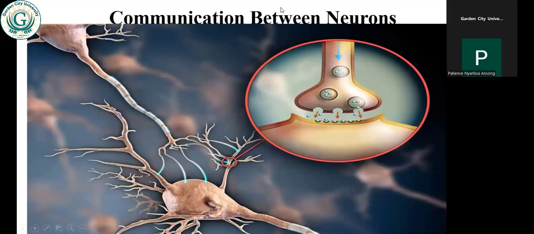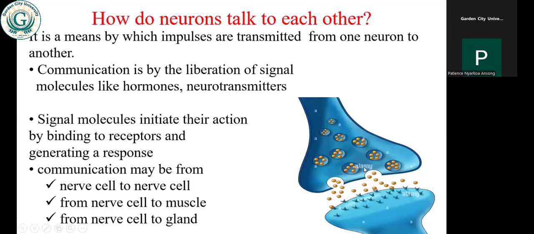Communication between neurons. Now, we have transmitted a signal from the dendrites to the cell body along the axon terminal. Now we are at the axon terminal. How does the signal cross from this axon terminal to another neuron? So how do neurons communicate with each other?